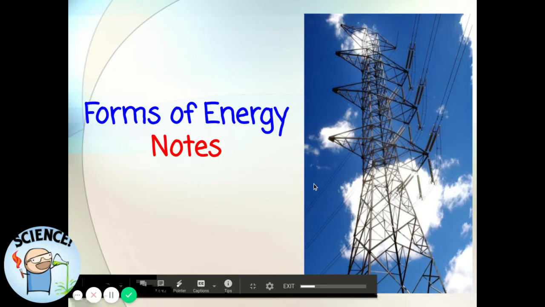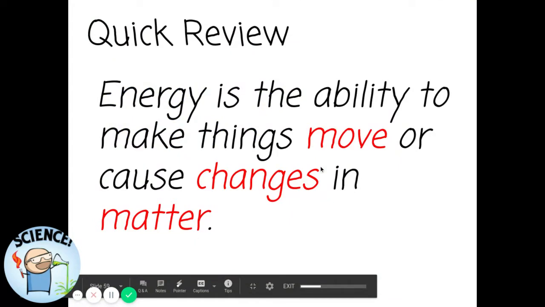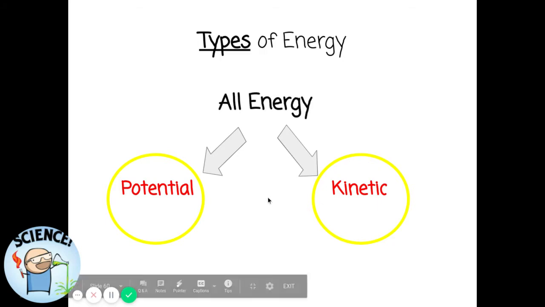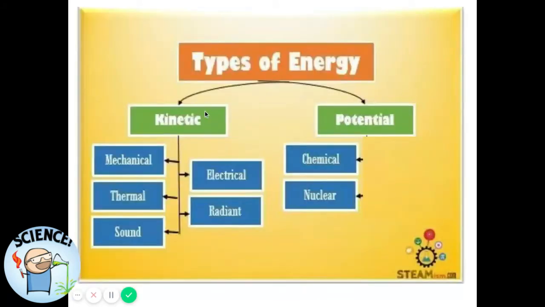Okay, so today's topic is called forms of energy. And a quick review, energy is the ability to make things move or cause changes in matter. So every single type of energy we talk about today has the ability to make things move or cause some type of change in matter. Our previous topic talked about the two types of energy, and we talked about potential energy or stored energy. We also talked about kinetic or moving energy. But today we're going to focus on forms of energy. So we have our kinetic and we have our potential energy we've already talked about, but we're going to further break these down into 7 different forms.